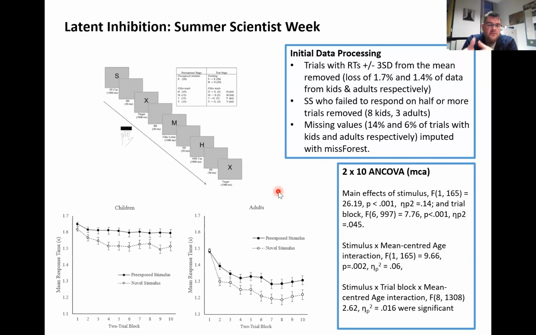To get an initial feel for this, we performed an analysis of covariance, where we did a 2x10 ANOVA, with 2 being stimulus, pre-exposed or novel, 10 being 2-trial block, with mean-centered age entered as the covariate. And what we find is a significant interaction between the covariate and both our effect of stimulus and also the stimulus by trial block interaction. So depending on how old the children are, something different is happening between the pre-exposed and the novel stimulus, which is a first indication that we've got some kind of possible developmental trajectory going on.